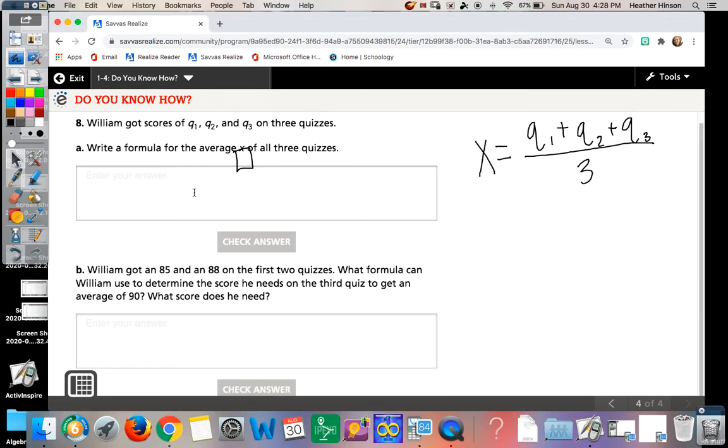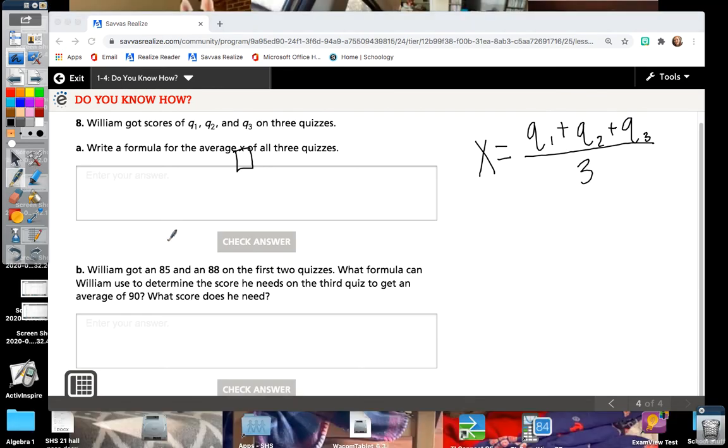Okay? And then William got an 85, part B. He got an 85 and an 88 on the first 2. What formula can he use to determine the score he needs on the 3rd quiz to get an average of 90? What score does he need? So we need to find the formula for the 3rd quiz. That 3rd quiz is Q3. So we need to solve for Q3.